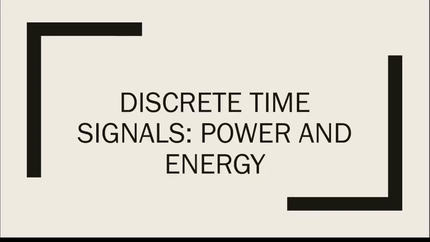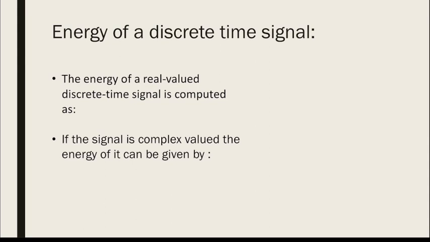Today's lecture, we're going to be talking about discrete time signals, and particularly power and energy sections. First of all, we want to define and discuss the energy of a discrete time signal. We have two types of energy in discrete time signals. The first one is a real value, and the second one is a complex value.